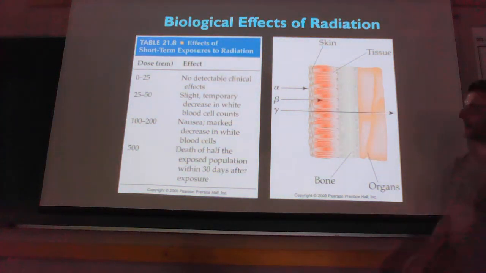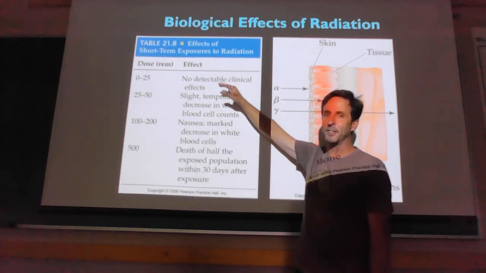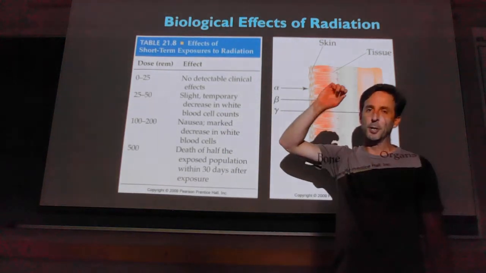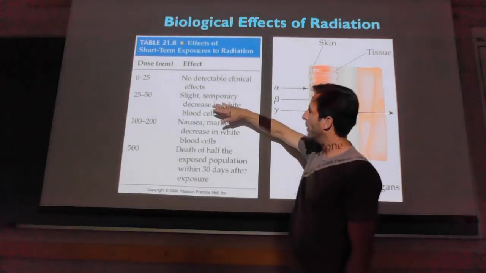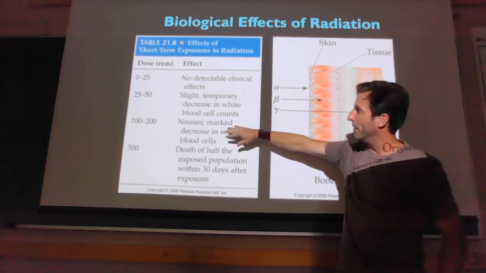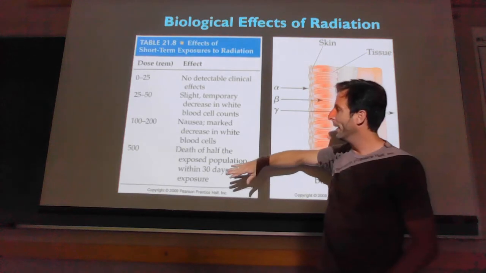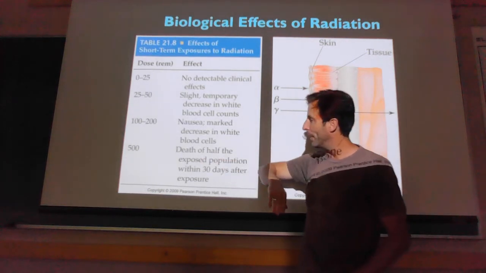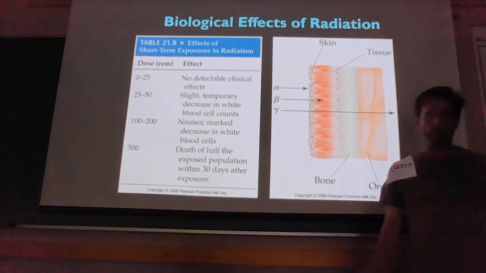So again, just an idea of what the damage is: 0 to 25 rems of radiation doesn't cause any outward effect, although the cumulative effects over days and days can be significant. 25 to 50 can cause your white blood cell counts to go down. At 100 to 200 rems, you start to feel sick and have nausea and all that. And then, like we said, at 500 rems of radiation, within 30 days, half the population would be dead.